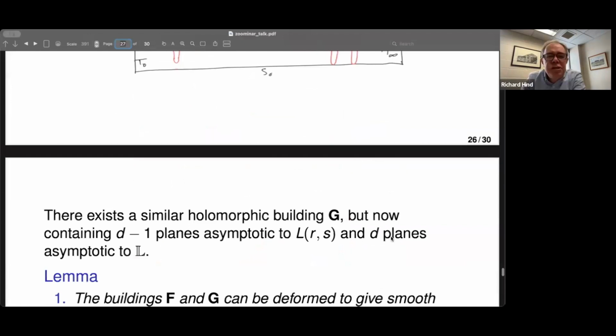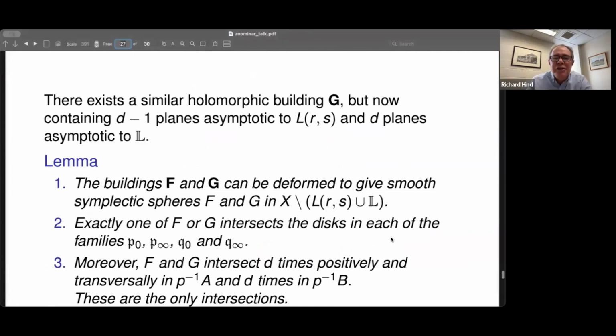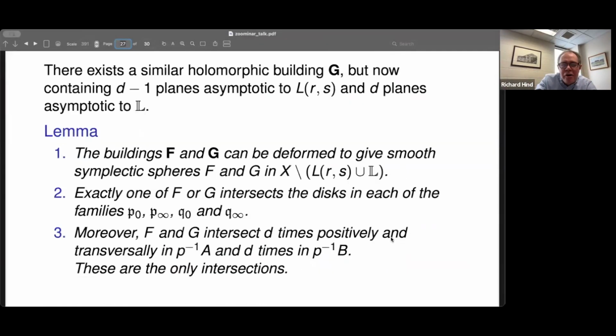So there's two ways. Actually, I need two axes. So I've got to start with two holomorphic buildings, and they're set up a little bit differently. One has D constraints on the product Lagrangian, the other has D plus 1, and then vice versa for the bold L. So we have two holomorphic buildings, and then I deform them to get holomorphic spheres, kind of like was drawn in that picture. But we have control on this deformation.